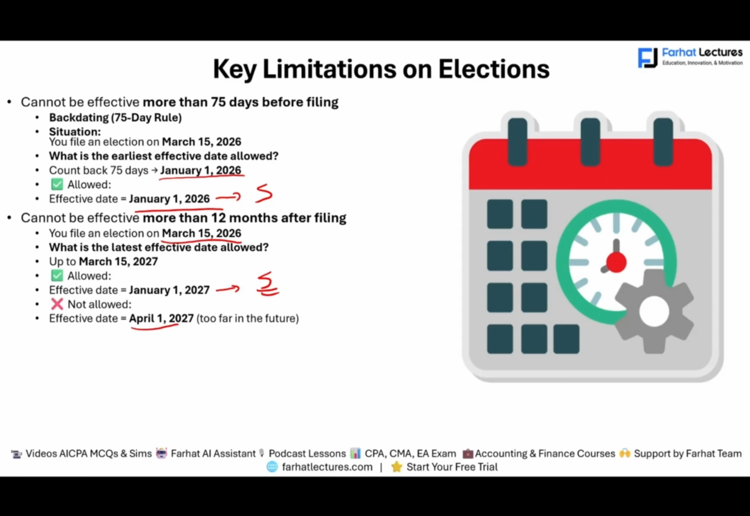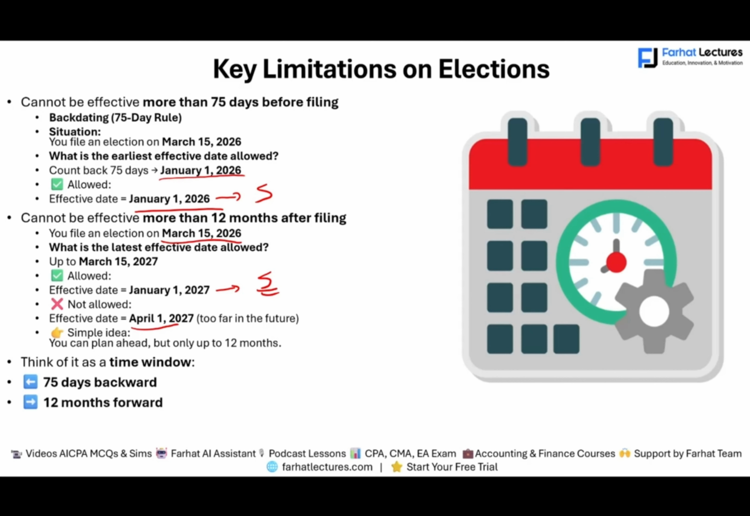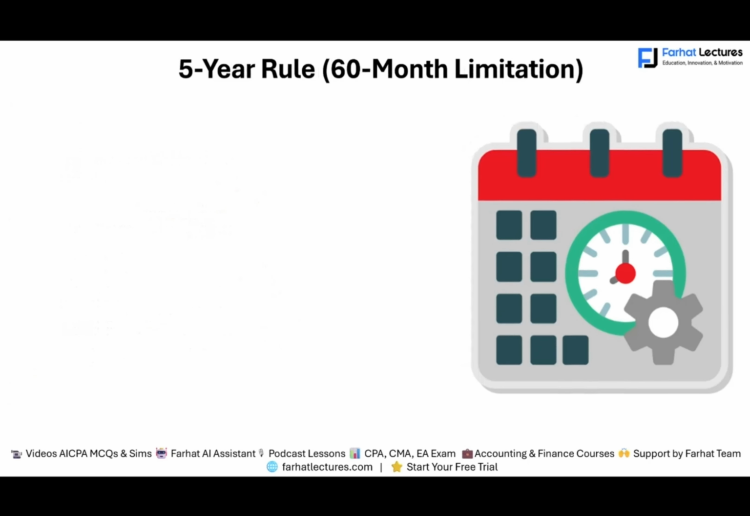The simple idea here is you can plan ahead up to 12 months because they're giving you some flexibility in tax planning. Think of it as a time window where you can go back and backdate it 75 days, if that works in your interest, or you can go forward and say, I want the effective date to be 12 months forward. That's what we're talking about here. There's a 5-year, or 60-month, limitation.